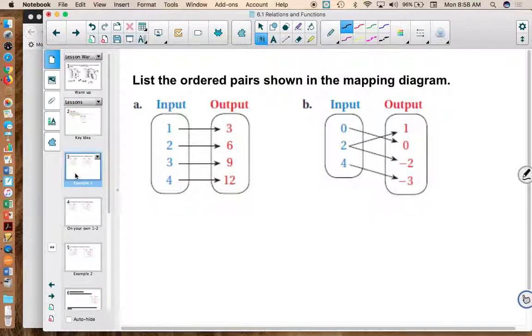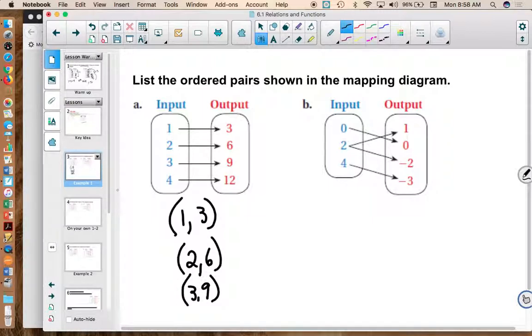If I look at the first one, what's the first ordered pair here on A? Ty. 1, 3. Okay. What's the second ordered pair that you see there? G. 2, 6. What else do you see in that mapping diagram? Hang on a minute. Justin. 3, 9. And finally, what's the last ordered pair? Haley. 4, 12.